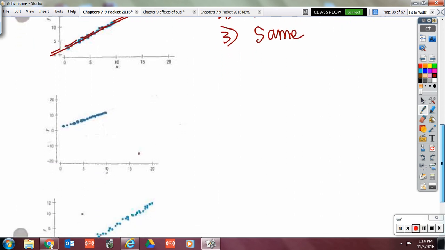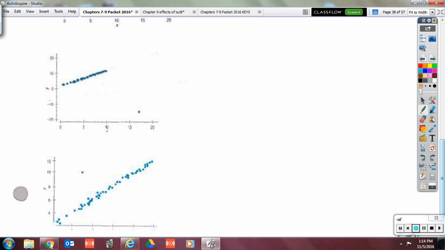All right, next, here is our second picture. So I actually think it's easier to draw the one without the point in there first. Here's the one without the point, all nice and tidy and straight like that. So what do you think this point is doing to this line?